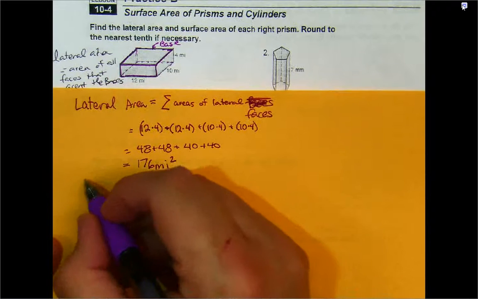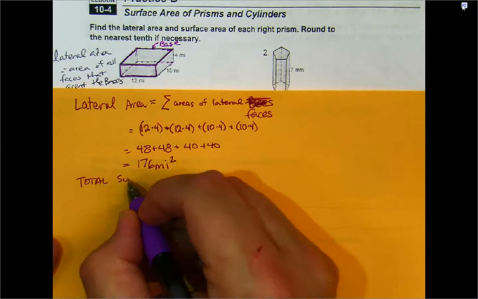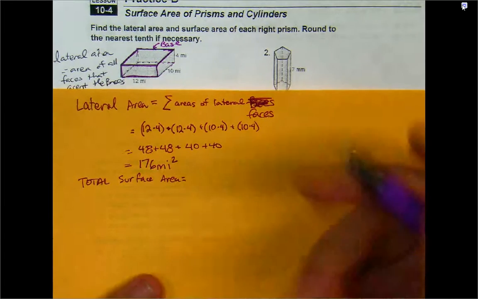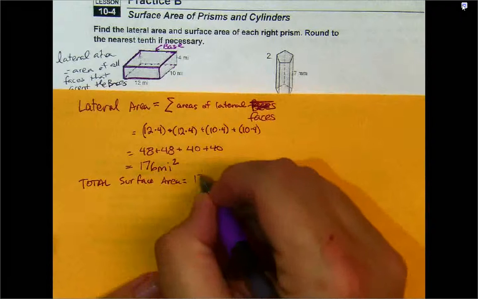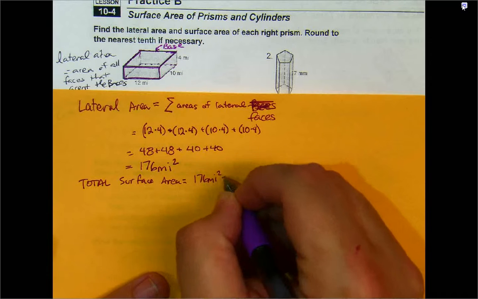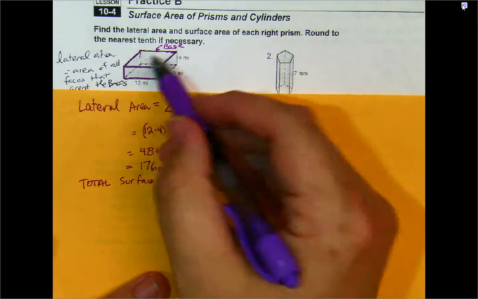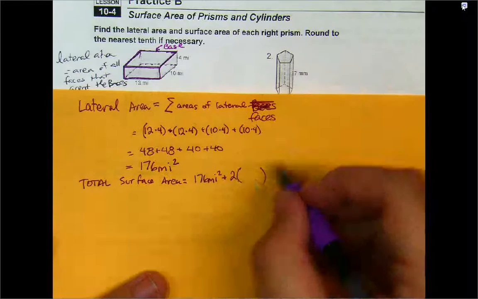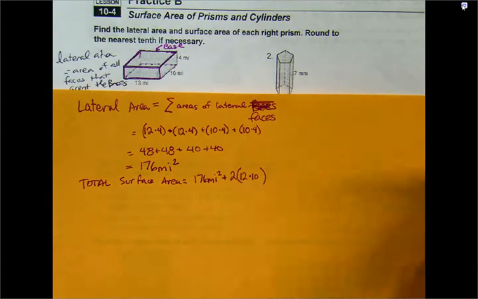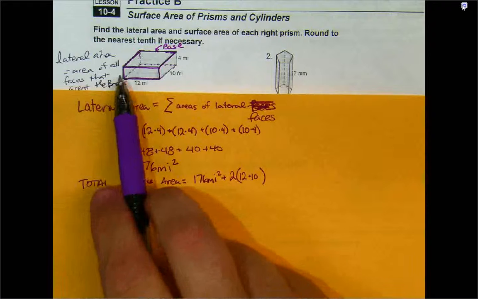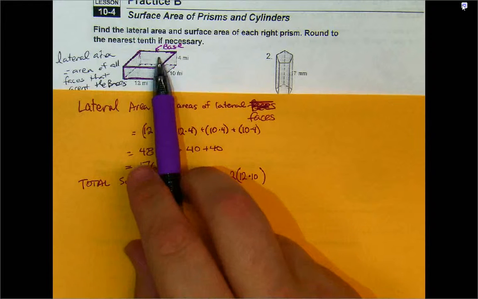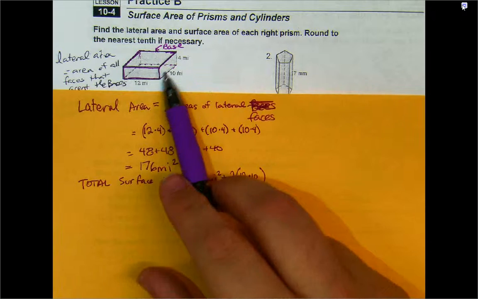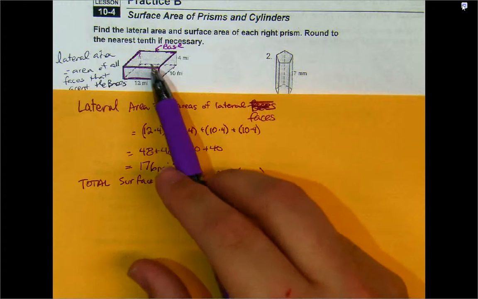Now, when you want to find the total surface area, this is going to be that 176 miles squared plus 2 times the area of the base. Now, I chose the base to be this guy right here and this guy right here, the 12 by 10. So it'd be 12 times 10. Now, the thing is, with a rectangular one, I could have chosen this as my base and this as my base, the 12 by 4 and the 12 by 4, and it's still connected by a bunch of rectangles. Or the 10 by 4 and the 10 by 4 could have been the bases as well.